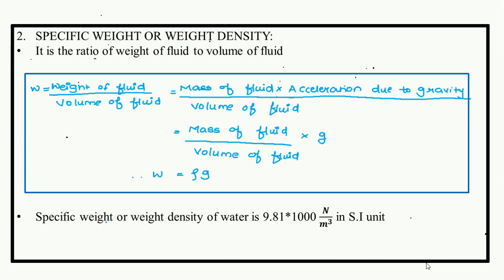If we simplify this, to determine the specific weight of water, we just multiply 9.81 into 1000. We get the weight density of the fluid in Newton per meter cube.